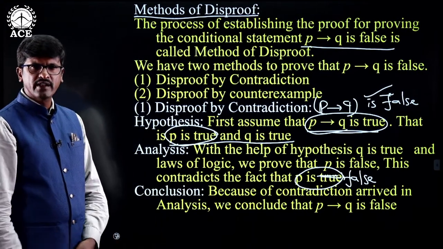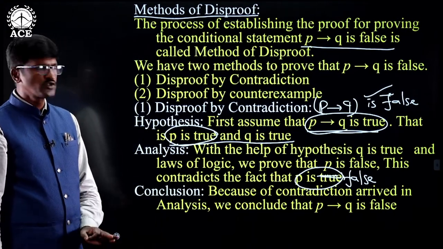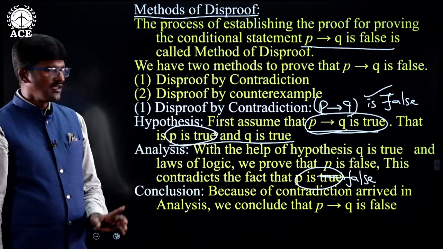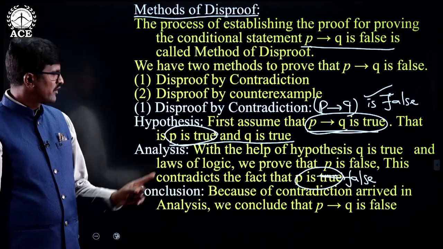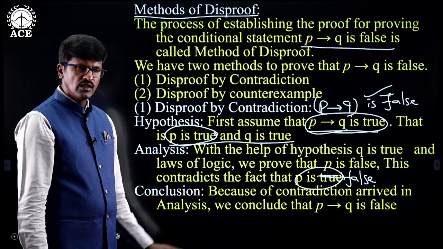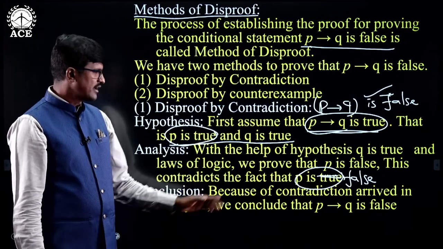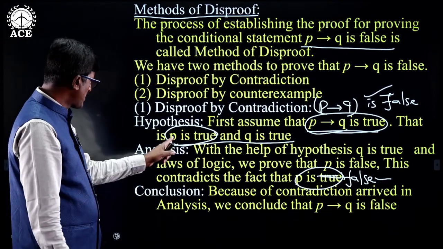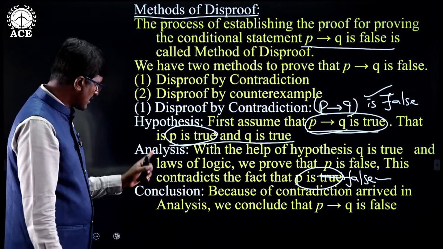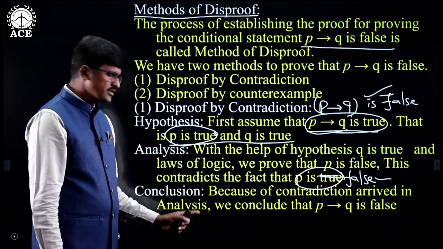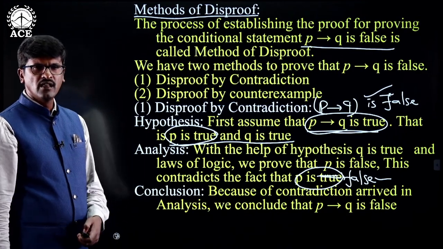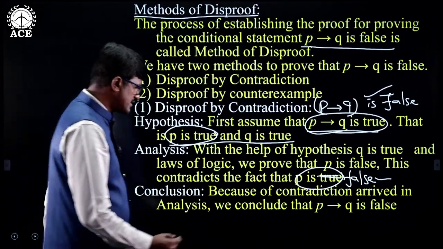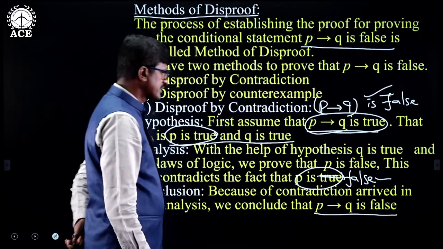So in disproof by contradiction, the actual statement we are supposed to prove is P conditional Q is false, but we are proving it by using contradiction. We assume that P conditional Q is true, which is nothing but P is true and Q is true. With the help of this hypothesis and the laws of logic, we prove that P is false. We get a contradiction to the hypothesis because of the wrong assumption. In the conclusion, we conclude that the assumption is wrong. Then the correct assumption is P conditional Q is false. That we see with the example.